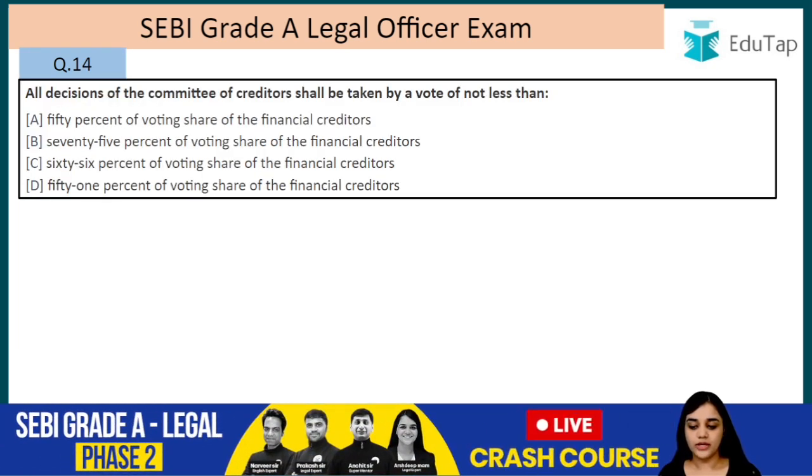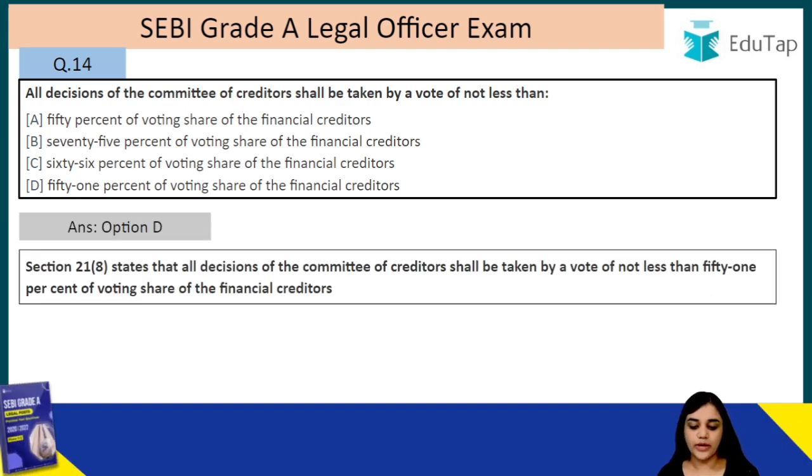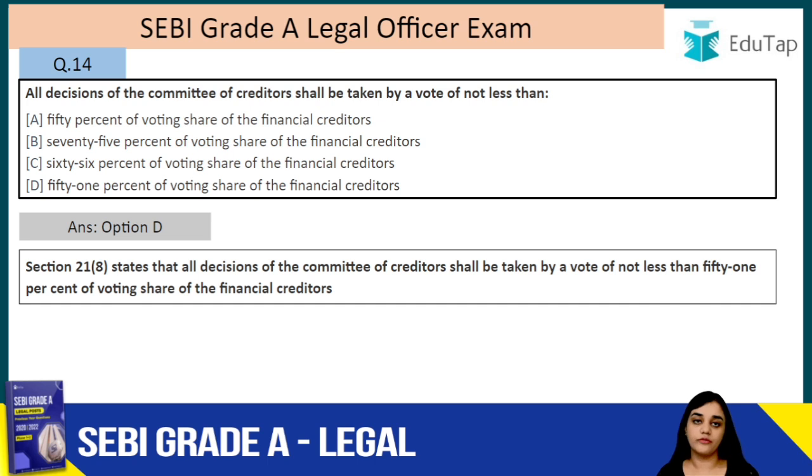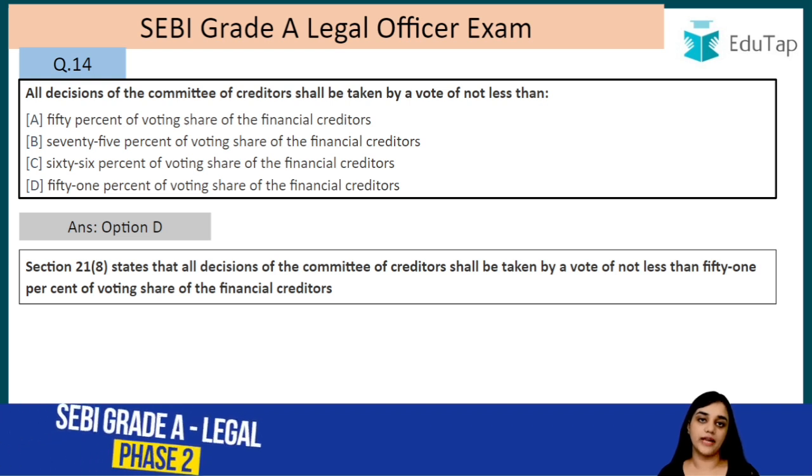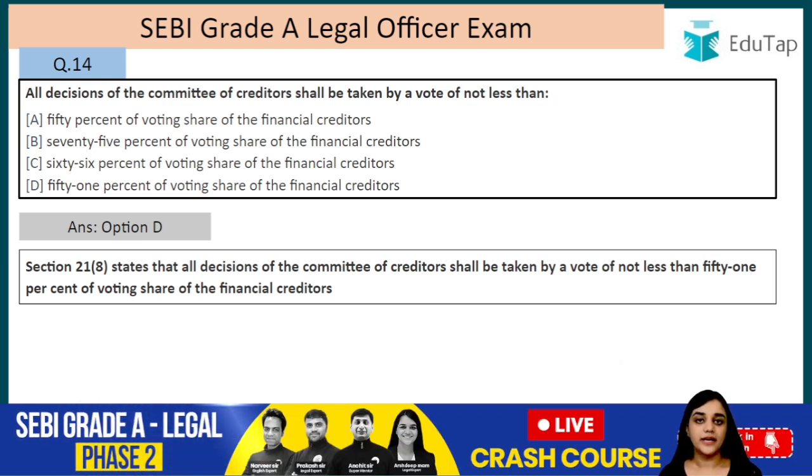All decisions of the committee of the creditors shall be taken by, the answer is D, that is 51% of the voting share of the financial creditors. Section 21(8) states that all decisions of the committee of the creditors shall be taken by a vote of not less than 51% of the voting share of the financial creditors. So now let's continue with the process.